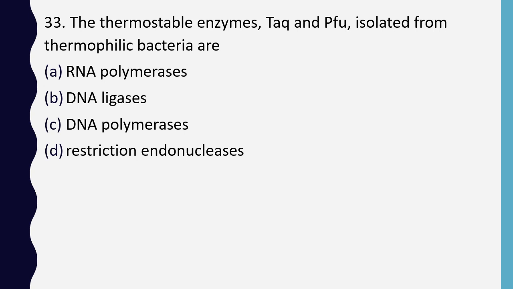Question number 33. The thermostable enzymes TAQ and PFU isolated from thermophilic bacteria are RNA polymerases, DNA ligases, DNA polymerases or restriction endonucleases. Correct answer is option C. They are DNA polymerases. And where are they used? They are used in PCR technique.